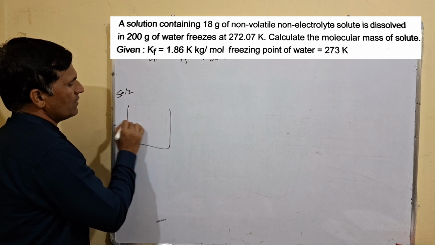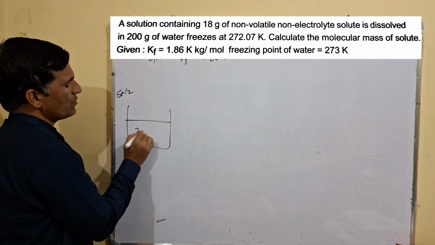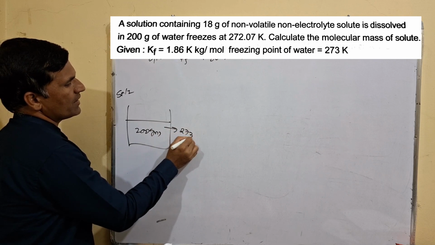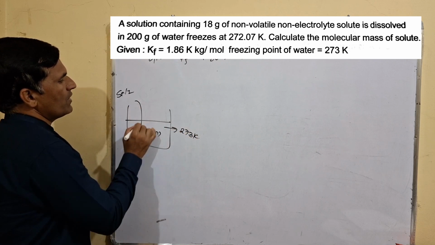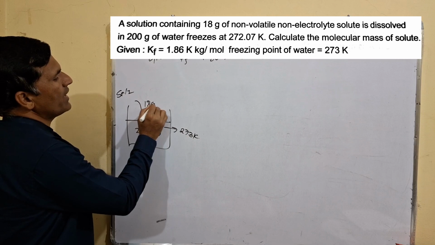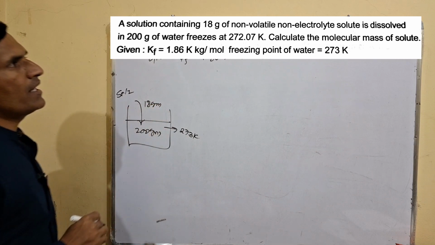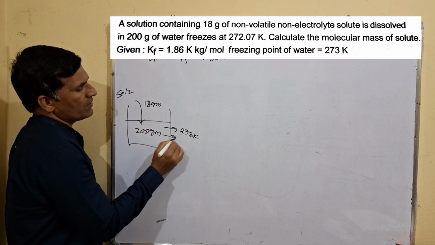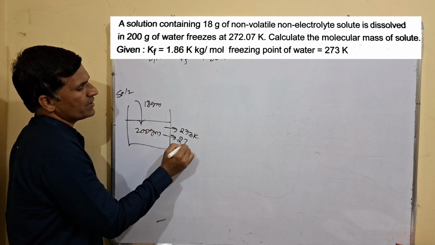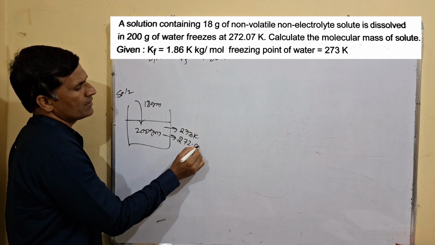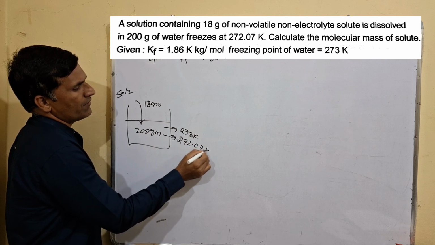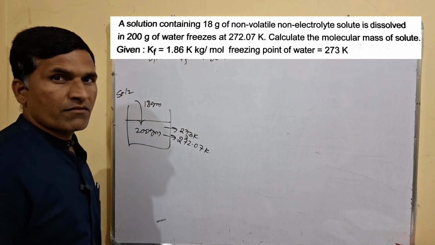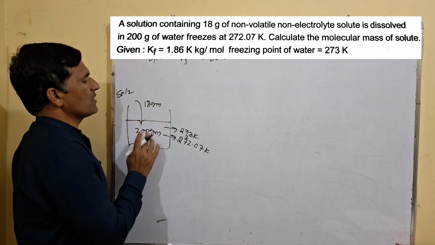Okay, so your pure water, if you take 200 gram water, it used to freeze at 273 Kelvin, already we know that one. And once you add the solute, non-electrolyte and non-volatile solute, what happens? Your freezing point goes to 272.07 Kelvin. This decrease in the freezing point is what we are going to observe upon addition of the solute.